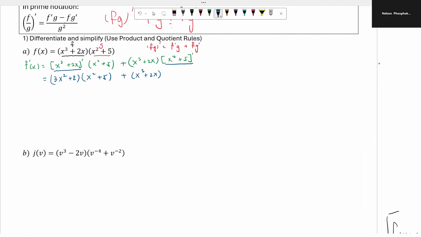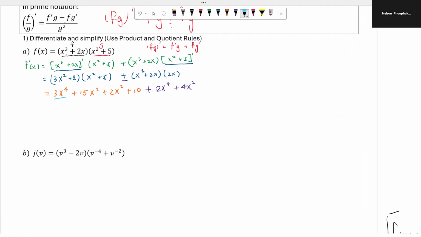And the derivative of x squared plus 5 is 2x. And now what I need to do is just expand it out, right? So FOIL this. So I have 3x to the 4th plus 15x squared plus 2x squared plus 10. And then we would like to add, this one will be 2x to the 4th plus 4x squared then. Okay. And now let us add like terms.